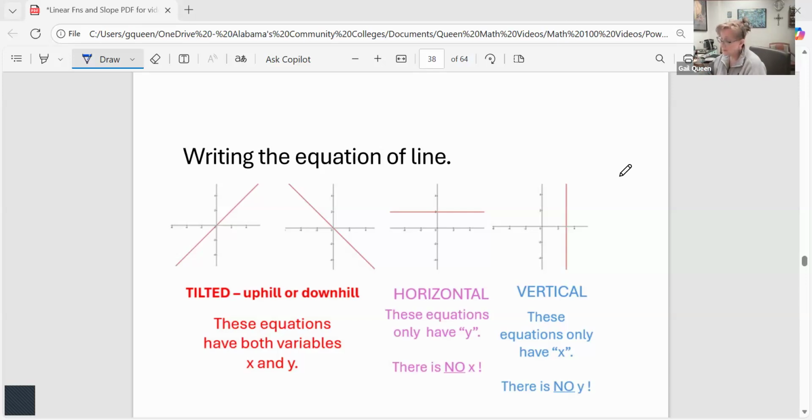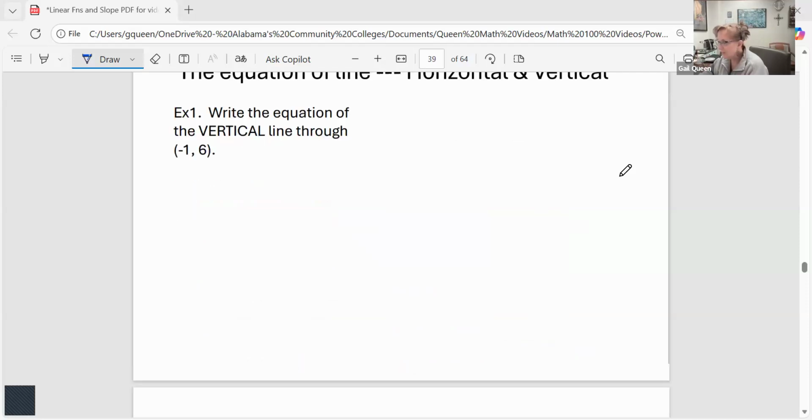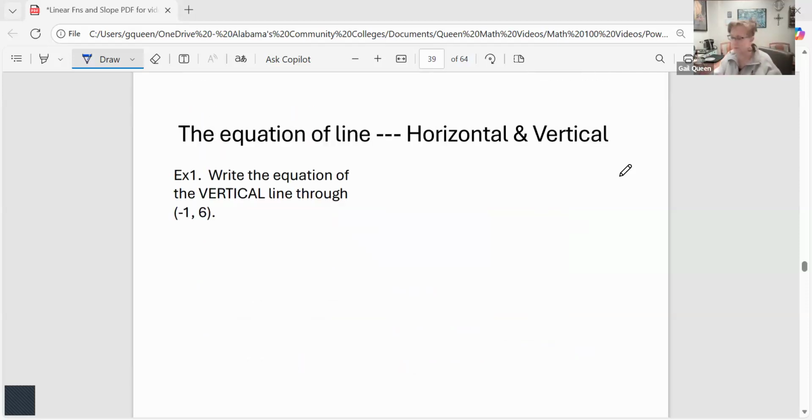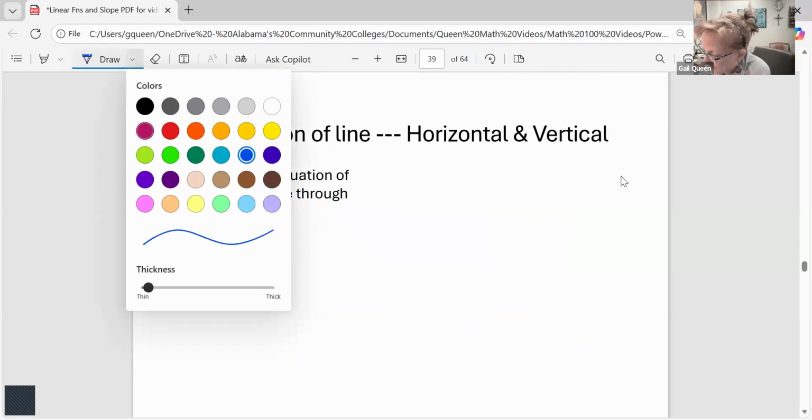So remember, a horizontal line has only y. Y equals a number, no x at all. Vertical lines have x only. There's no y in the equation. X equals a number is a vertical line. And tilted lines have both x and y. So we're going to start with the easiest equations to write, and those are vertical and horizontal. With vertical and horizontal lines, we don't have to do much thinking. We don't have to do much analysis, and we don't need a lot of information.